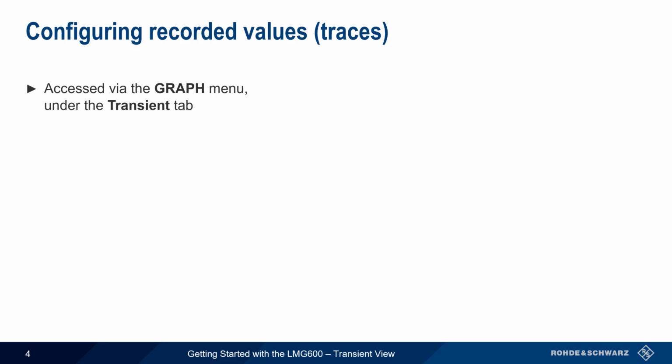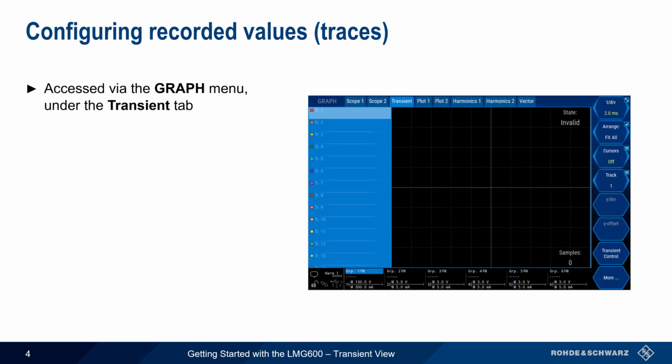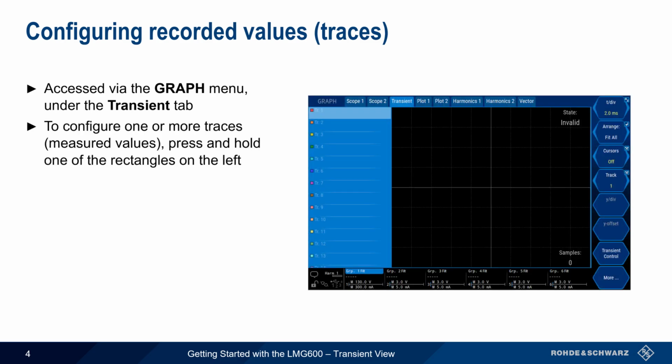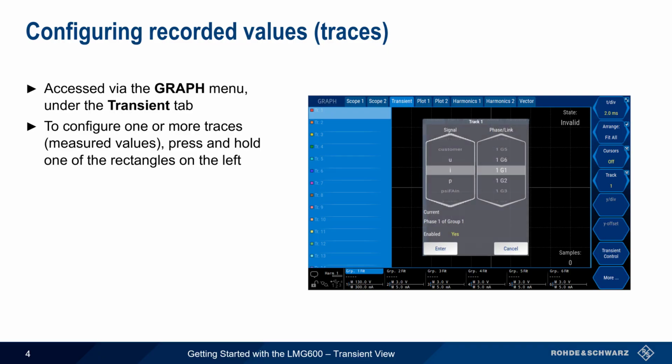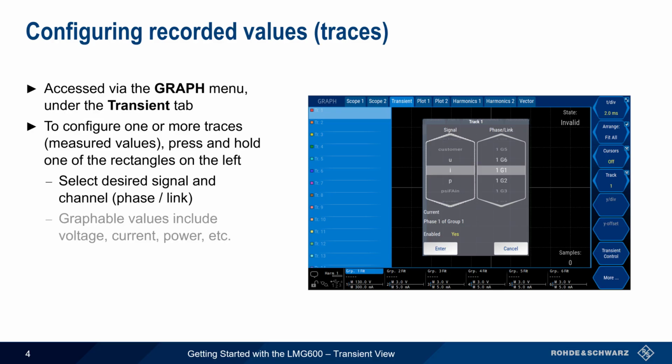Transient measurements are configured from the Graph menu under the Transient tab. Pressing and holding one of the rectangles on the left causes a pop-up dialog to appear, and in this dialog the measurement value or signal, as well as the phase and group, can be selected. A wide variety of values can be graphed, such as voltage, current, power, etc. On the LMG671, this process can be repeated for up to 16 traces.